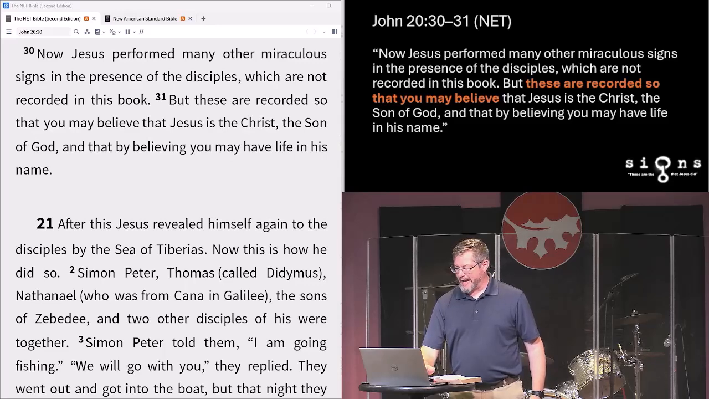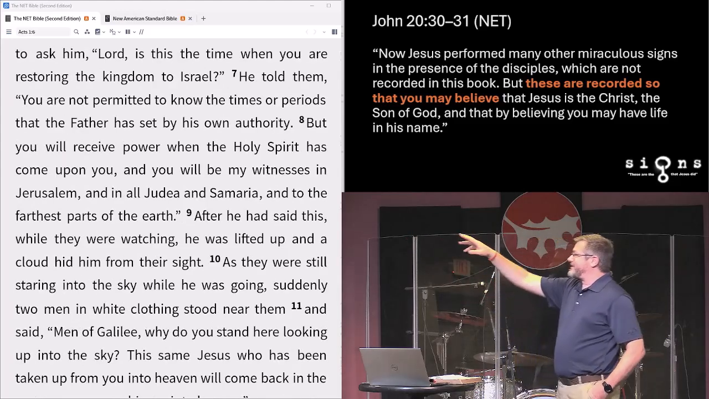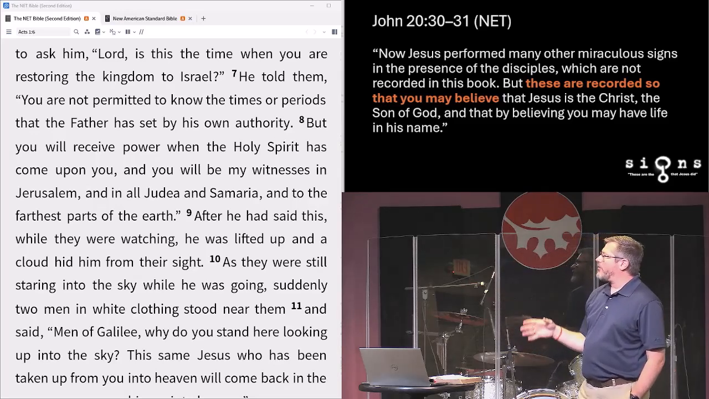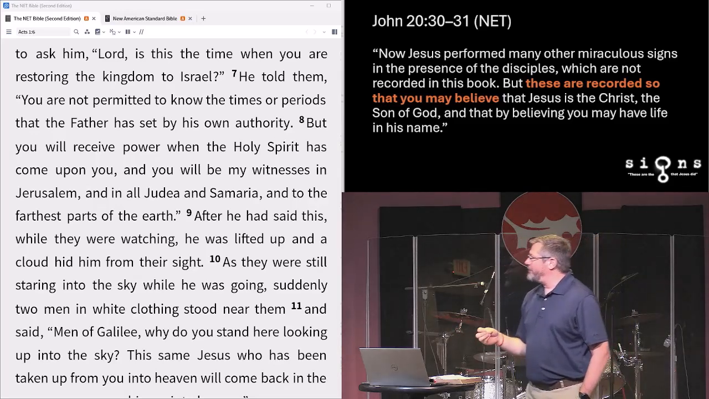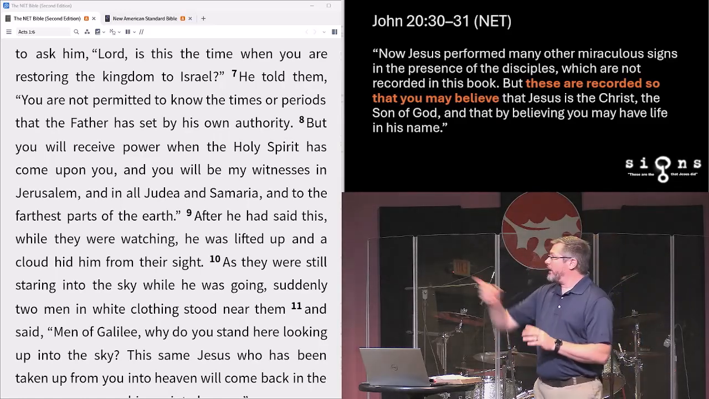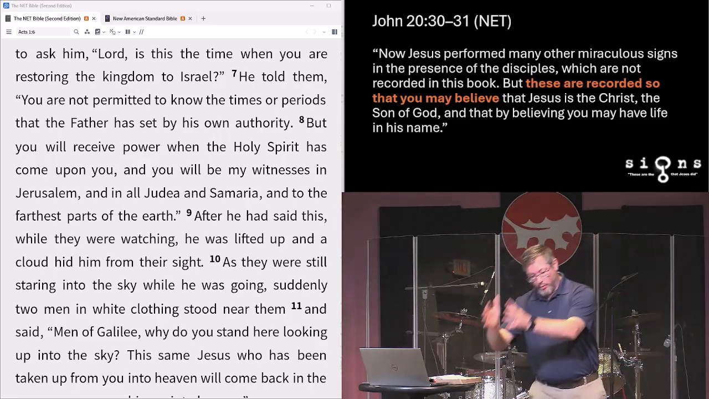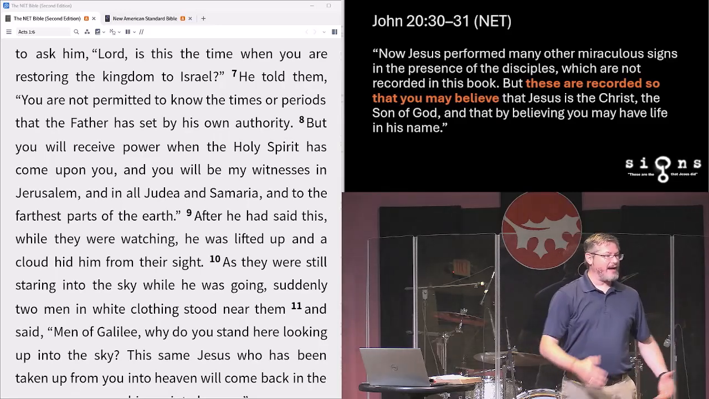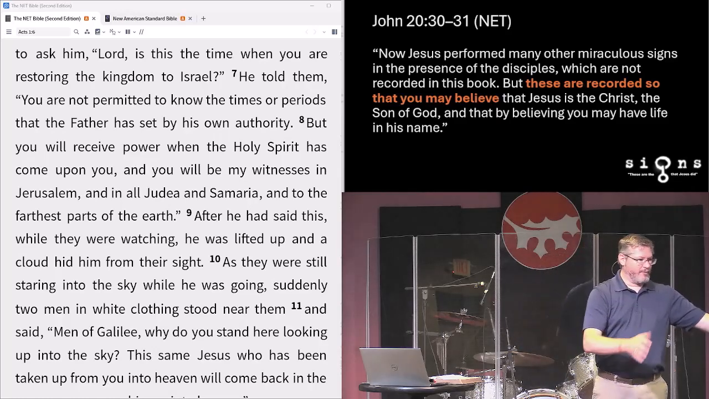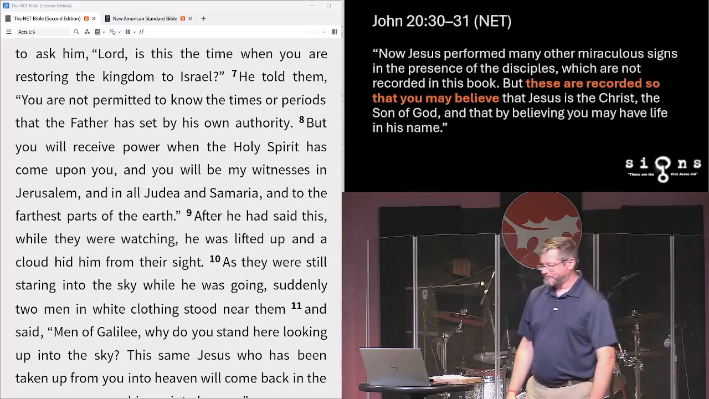So let me scroll over here to Acts chapter 1, verse 8. Jesus said to the 11 apostles, you will receive power when the Holy Spirit has come upon you. You will be my witnesses in Jerusalem, in Judea and Samaria, and the farthest parts of the earth. If you work your way through the book of Acts, that is the outline. They start in Jerusalem, they move to Judea, Samaria, and then they move to the rest of the world. It's a great outline for the book of Acts, and you can follow through.